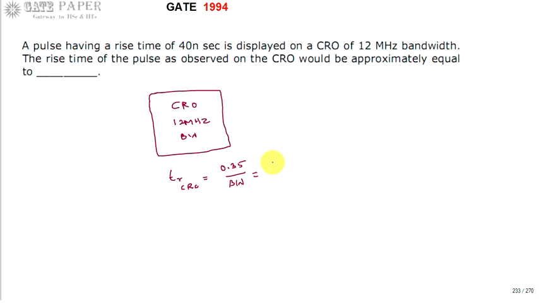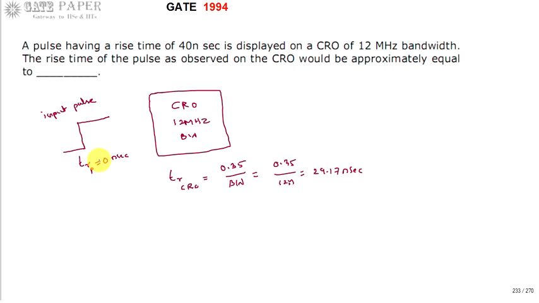This equation we know. And from this, 0.35 divided by 12 MHz is equal to 29.17 nanoseconds. The meaning of this is that the CRO with 12 MHz bandwidth has a rise time of 29.17 nanoseconds, and if you are applying an input pulse with zero rise time, TRP equal to 0 nanoseconds, within no time the input is changed from 0 to 1, like a step response.